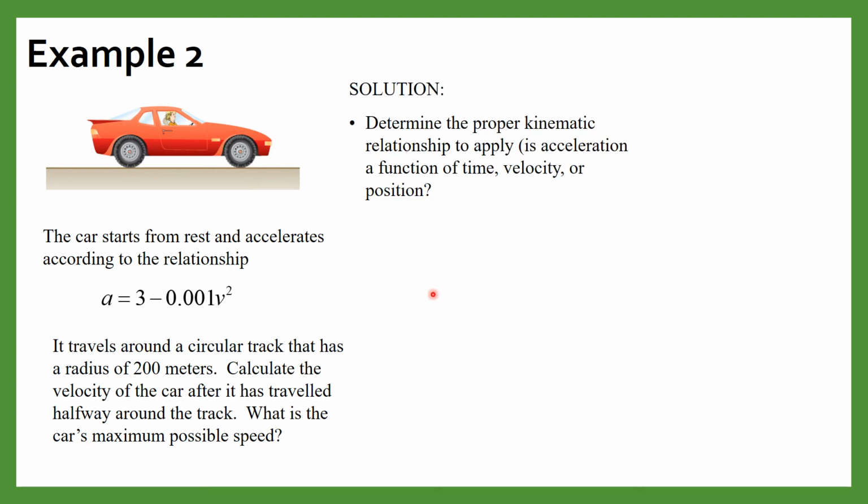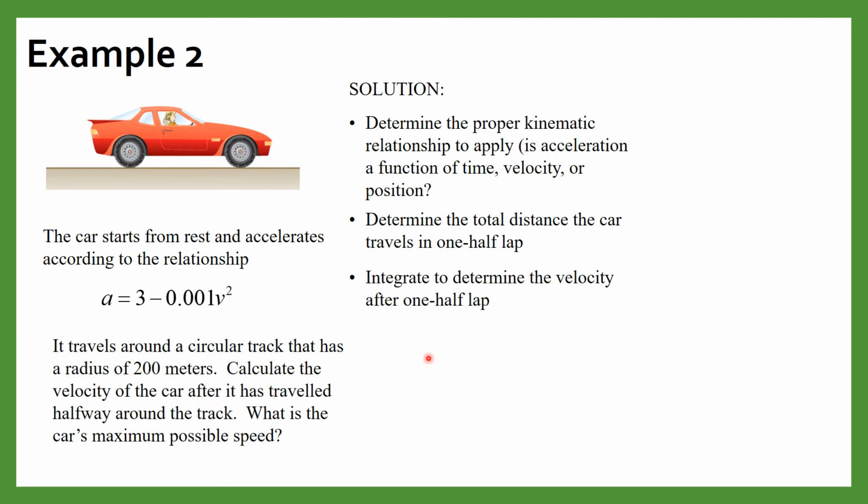So how we will proceed? First, we'll find which relationship will exist. So first we need to determine the proper kinematic relationship. Then next we will determine the total distance traveled by the car, means in order to take the halfway round, how much distance will be traveled by the car. And then we need to integrate the velocity. So this is how we will proceed.